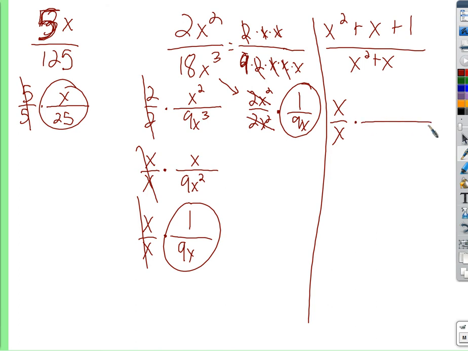Now let's see the problem. Let's even start in the denominator. Keep in mind, when you multiply this x by the denominator, you have to distribute. You have to use the distributive property. So x times what would have to be in the parentheses to get x squared plus x? X plus 1, absolutely. X times x is x squared. X times 1 is x. So we get x squared plus x. Distribute it, works out great.